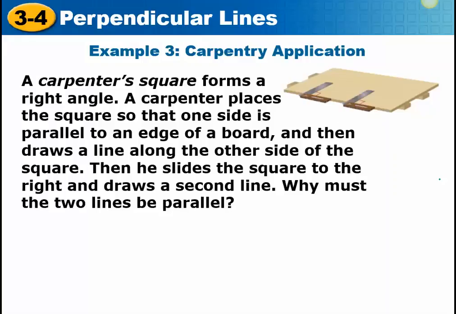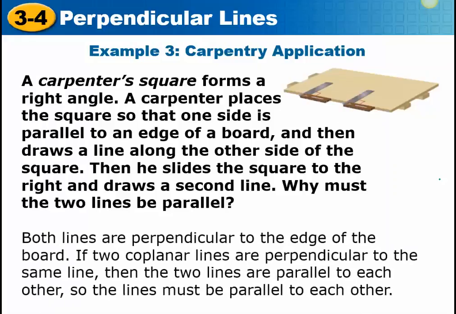This is just an example of how you could use parallel and perpendicular lines in a real-world application. It says a carpenter's square forms a right angle. A carpenter places a square so that one side is parallel to an edge of the board and then draws a line along the other side. Then he slides the square to the right and draws a second line. Why must the two lines be parallel? Because they're both perpendicular to the same line. So it's a theorem that you learned that if they are perpendicular to the same line, then they are parallel to each other.